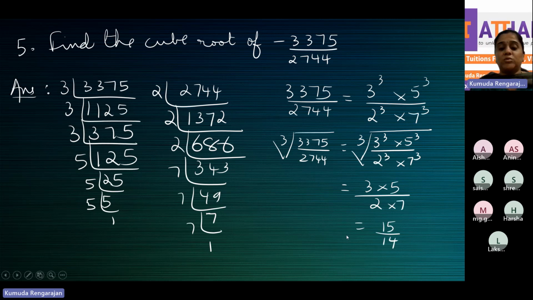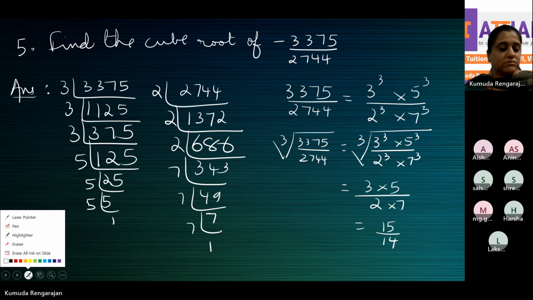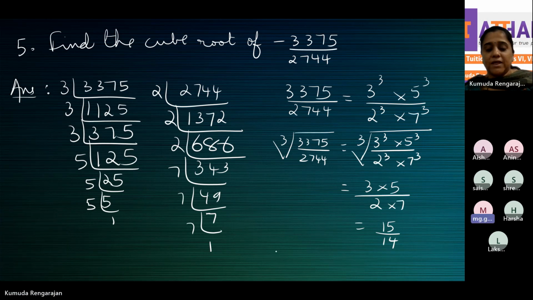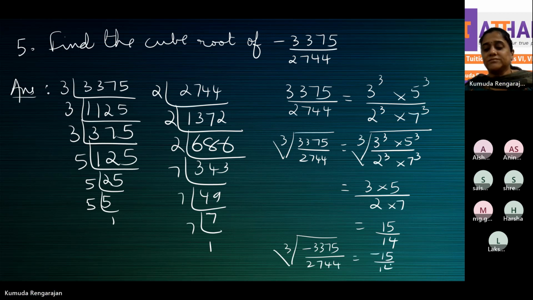But we have to find the cube root of minus 3375 by 2744. So the cube root of minus 3375 by 2744 will be minus 15 by 14.